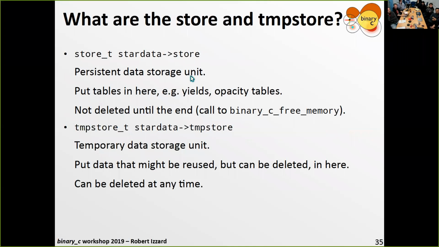It's much easier. Now, I told you about the store and the temp store. These are two structures that I haven't really talked about. They are inside star data, but they're only set once. Normally, they're both only set once. So the store is a persistent storage unit, so it contains big tables of numbers that you only want to compute once. Once they're done, they're done. That is never deleted until the final call at the end, and then it's gone. The temp store is a temporary version of store that can be deleted at any time, so don't expect it to remain. But you can put data in there whenever you need. So that's quite useful as well.